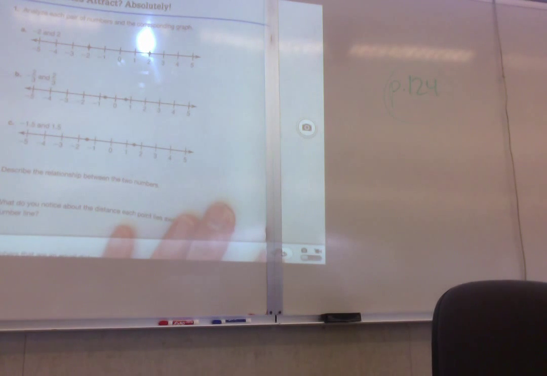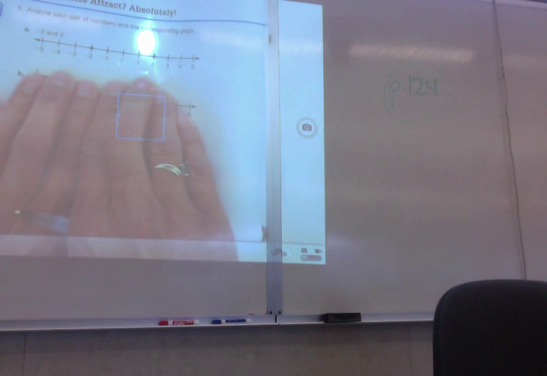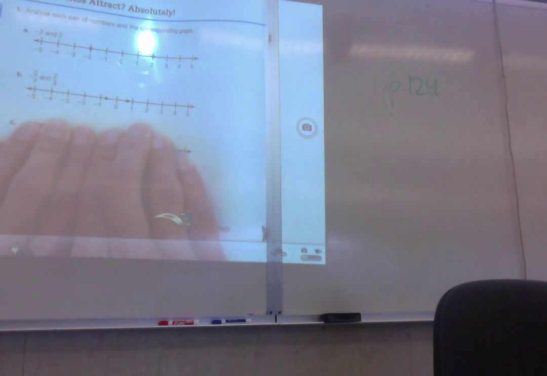Memory lane. Yes, we have some number lines today. Oscar, what's the title at the top of the page? Opposites attract. Absolutely. Okay, so we've got something to do with opposites today. Take a look at A. What do you notice? Number line. Opposites. Okay, how about B?